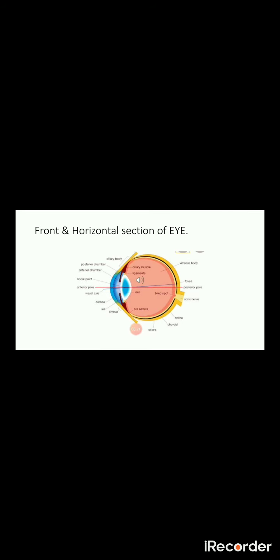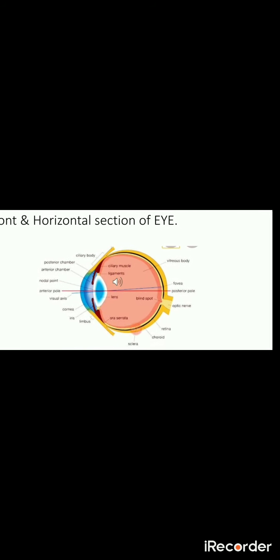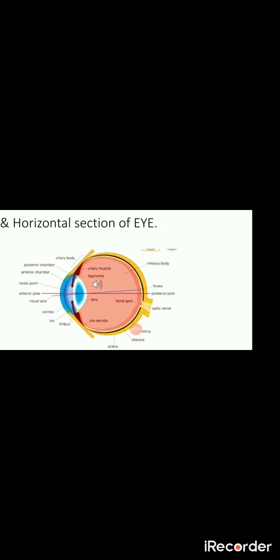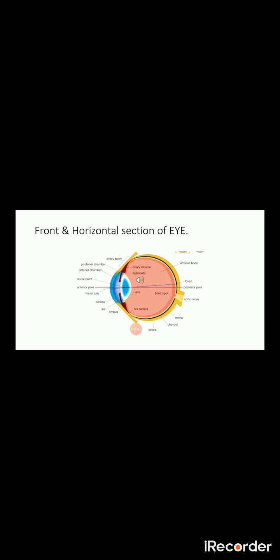Right now we move to the third layer of the eyeball, known as the retina, light yellow in color in front of you. The retina contains many photoreceptor cells that are associated with the nerves, the optic nerves, and the nerve cells.